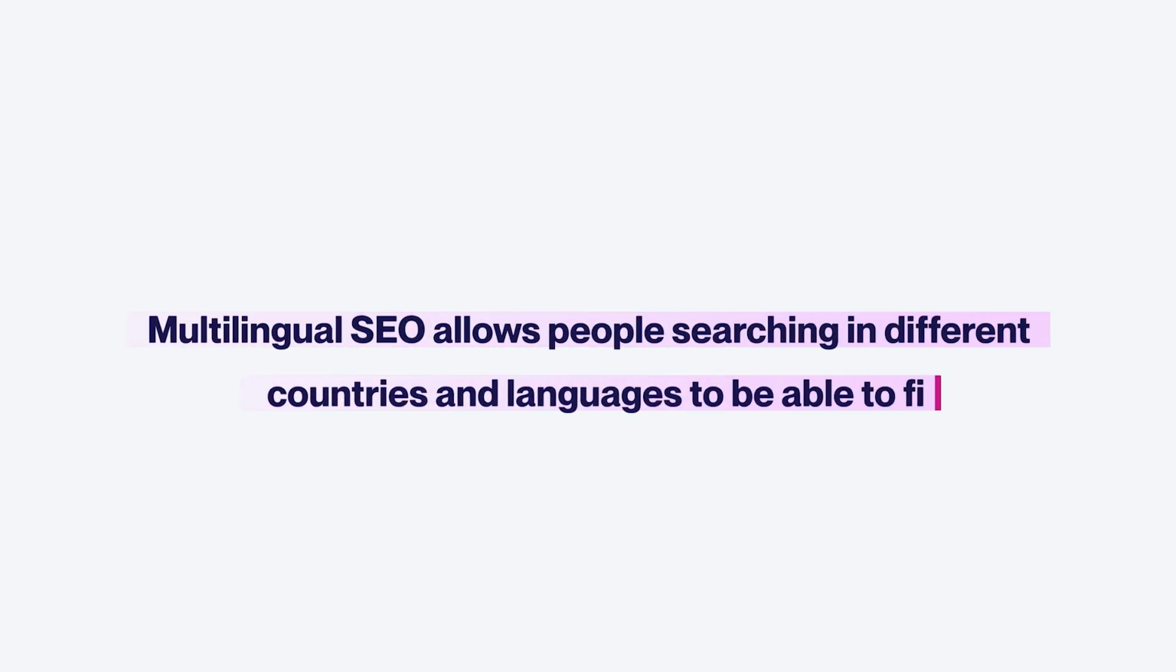So multilingual SEO is all about making your website visible in search engines, but for multiple languages. So that means we're not just looking at optimizing text, we're also thinking about URLs, metadata, and something that people hate the sound of, hreflang tags. And this all means that people searching in different countries will essentially be able to find you.